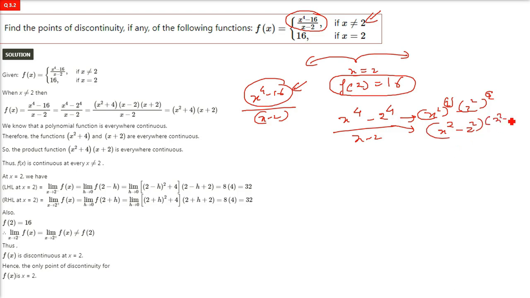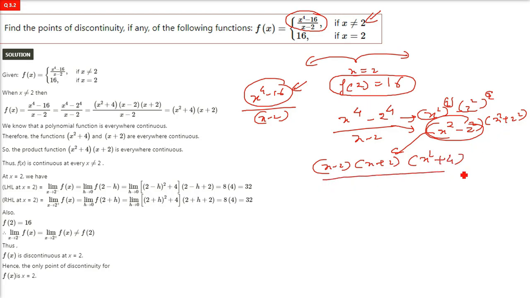It can be written as a^2 - b^2 = (a - b)(a + b). So (x^2 - 2^2)(x^2 + 2^2). Now this can also be written as a minus b, a plus b, so (x - 2)(x + 2), and then we have x^2 + 2^2, that is x^2 + 4. In the denominator, we have x - 2. So you can cancel these x - 2. Now finally we have (x + 2)(x^2 + 4).